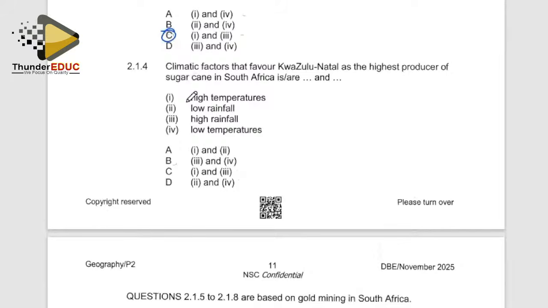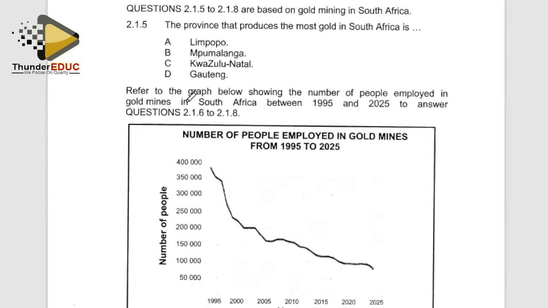Climatic factors that favor KwaZulu-Natal as the highest producer of sugarcane in South Africa. We understand that KwaZulu-Natal is on the eastern coast, which means temperatures are relatively higher, and also the rainfall is higher. So for that reason, our response is item 1 and item 3, which gives us letter C. Then the next one, 2 and 5.